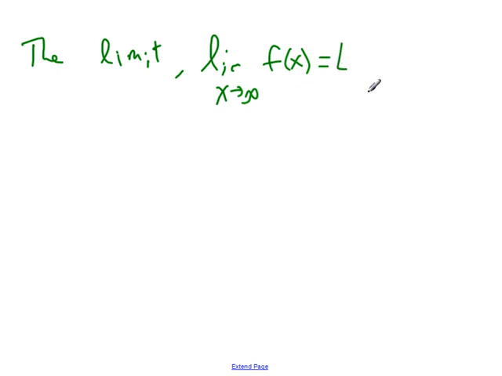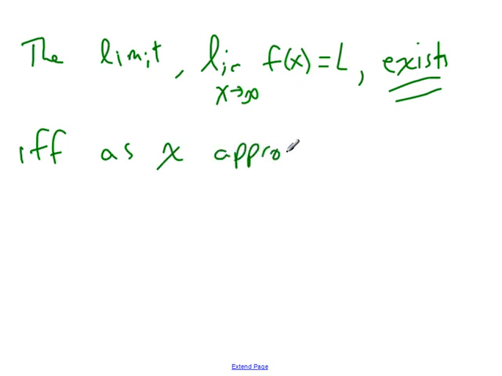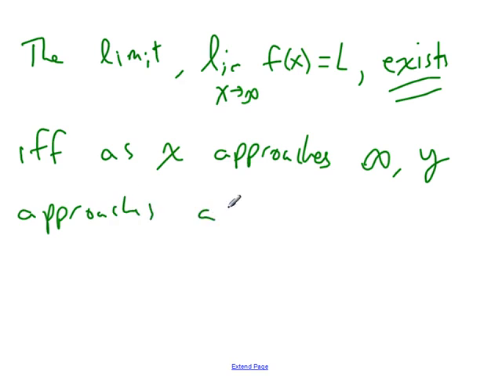The limit as x approaches infinity of f of x equals L exists. So there's cases where it doesn't exist. If and only if, as x approaches infinity, y approaches a finite number, so a fixed number, a finite number, and that finite number is L.